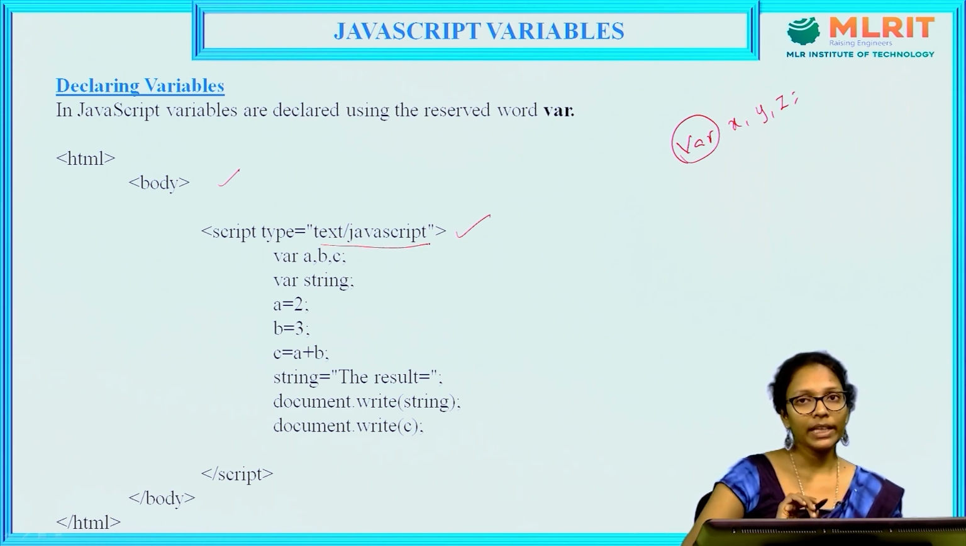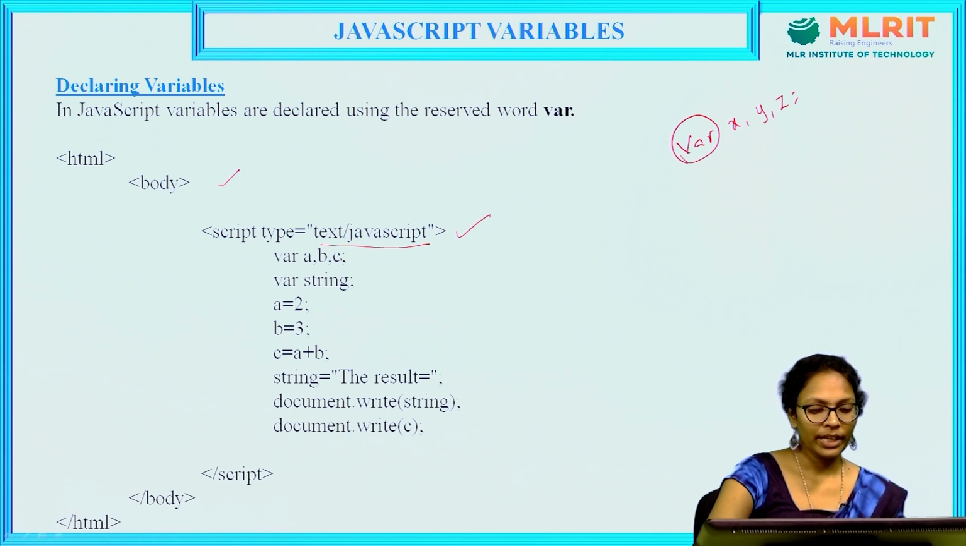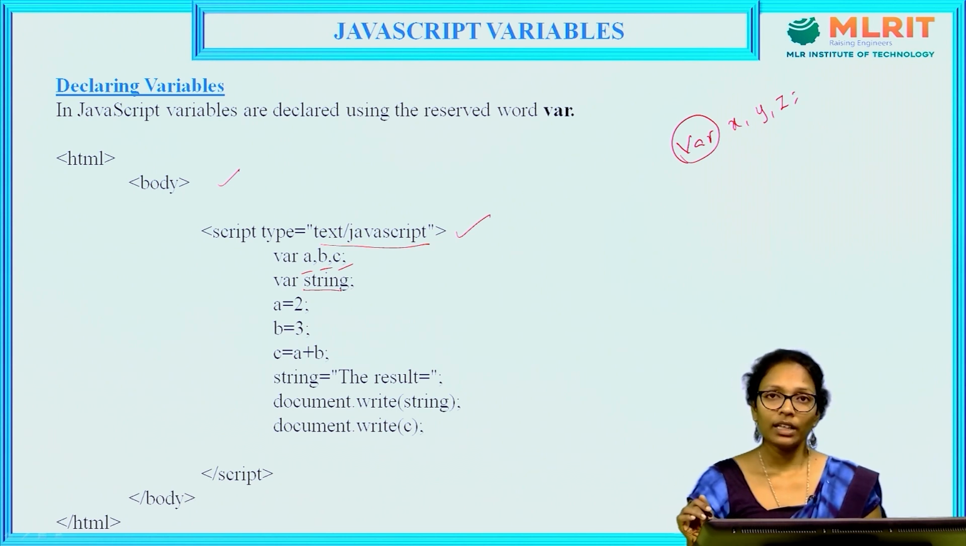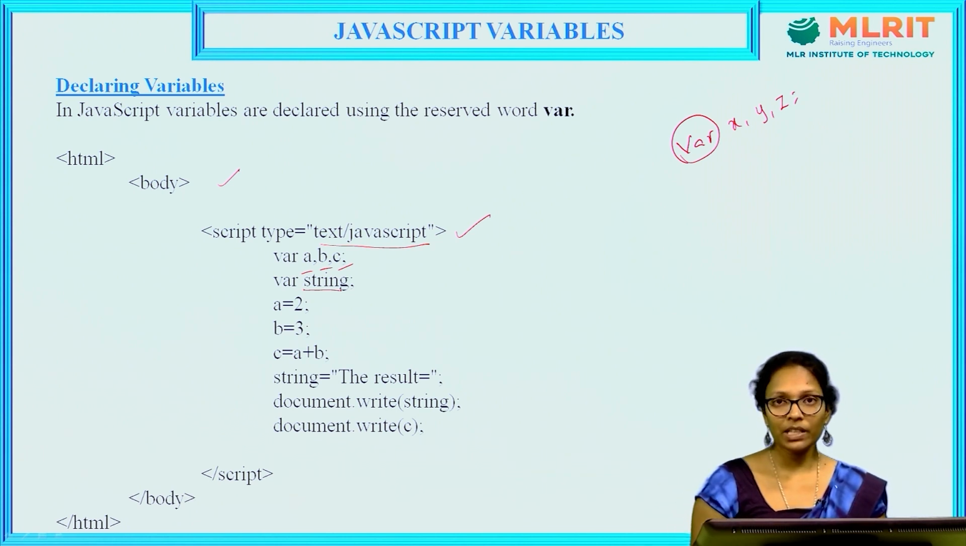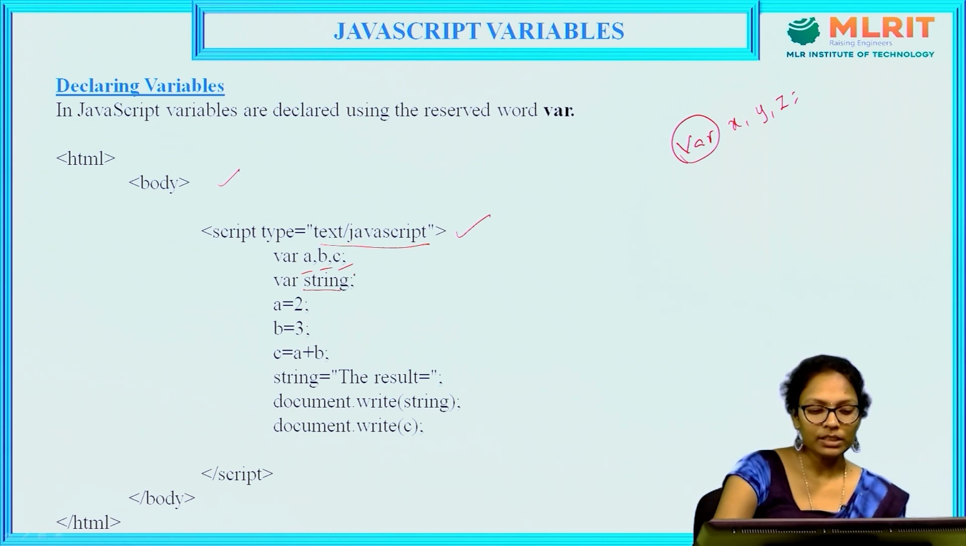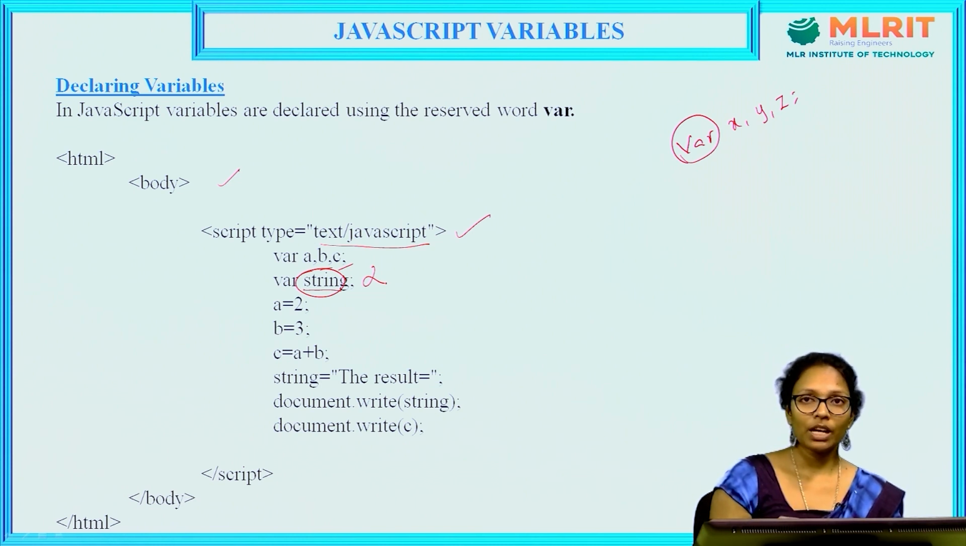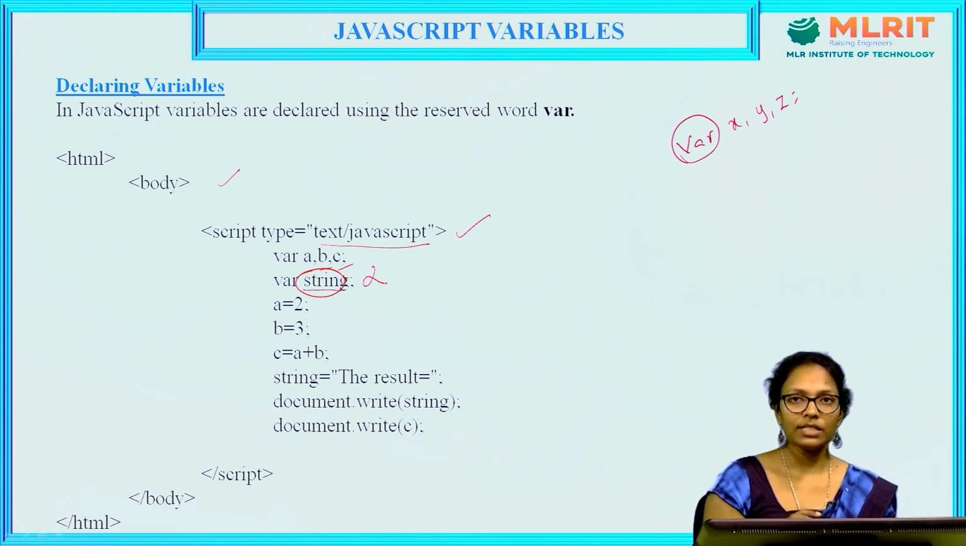Here I am declaring four different variables: a, b, c, and another variable called string. We know that we should not use any predefined keywords or reserved words as our variable names, but here string is not a keyword. Most people will think string is a keyword, but in JavaScript string is not a keyword, so you can use that name as a variable name.